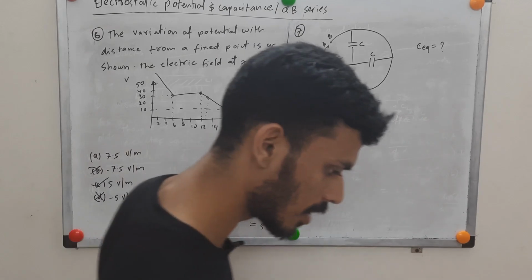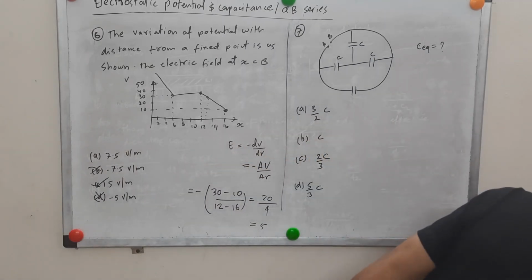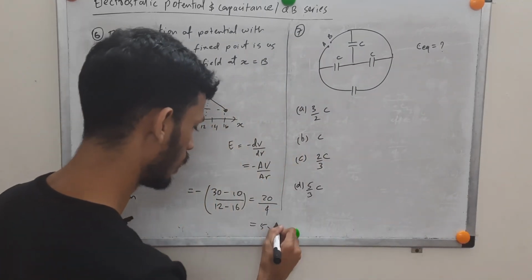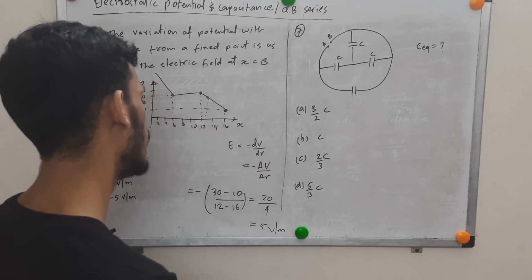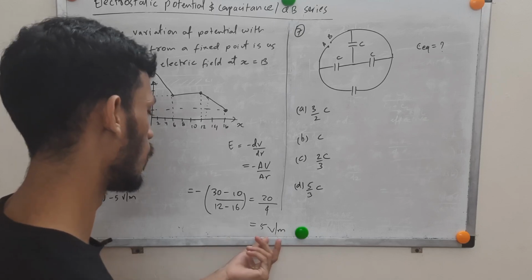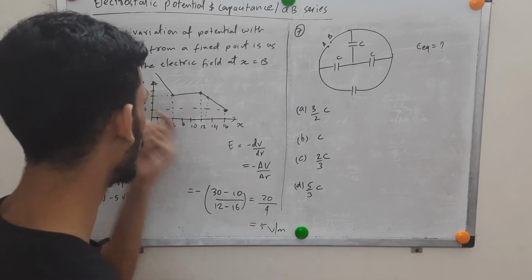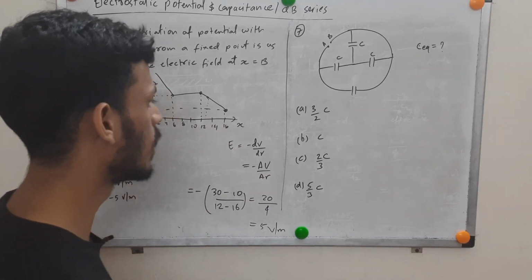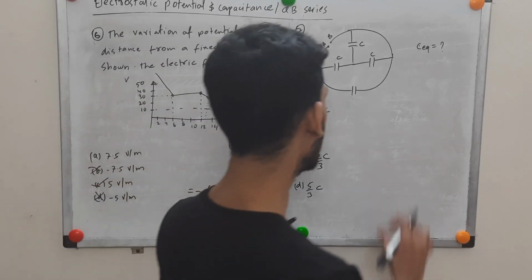Okay, let me just check that. Yes, it is correct. Okay, so 5 volts per meter. And you could have made it out from the units as well, that you are supposed to take the slope, right? Because it is volt per meter. So you were supposed to take the ratio of some kind. Okay, let's come to this one.